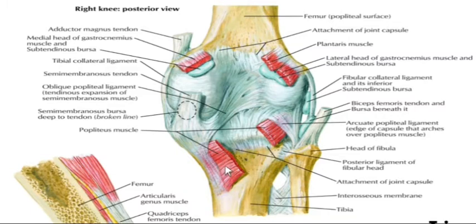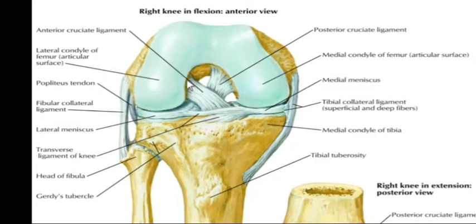Now identify the popliteus muscle. This is the popliteus muscle which has been cut out, and you will find the arcuate popliteal ligament. This one is the arcuate popliteal ligament. Now come to the anterior and posterior cruciate ligaments. Anterior cruciate ligament and posterior cruciate ligament.